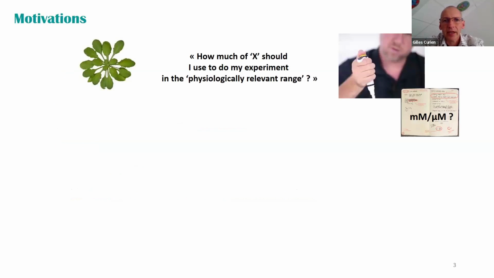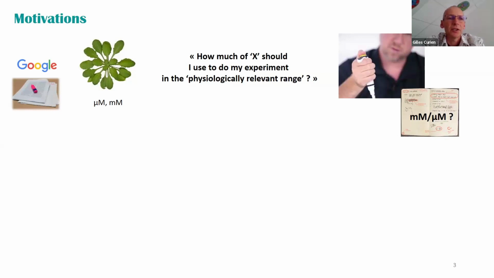Okay, so very practically, this is probably a question that you had if you're a biochemist or cell biologist. You will have to do an experiment. You would like to be in the so-called physiologically relevant range, and you should say, how much of this metabolite should I put in my tube, or when you write your protocol in your lab book. So you will go for Google.